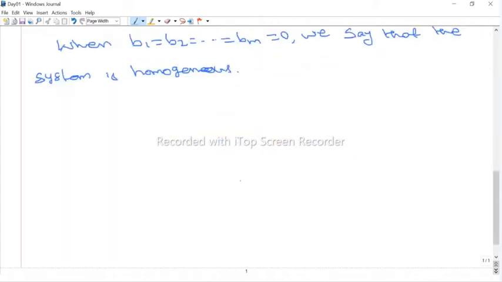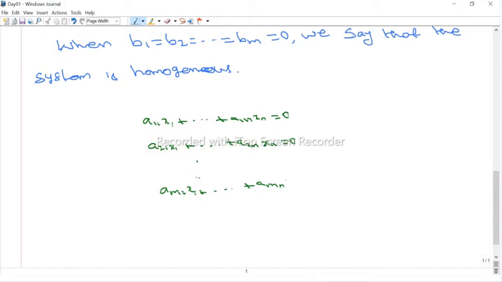Suppose we have a system of homogeneous equations: a11 x1 plus etc. plus a1n xn equal to 0, and then a21 x1 plus etc. plus a2n xn equal to 0, and so on. The last, mth equation: am1 x1 plus etc. plus amn xn equal to 0. So this is a homogeneous example. Everything is 0.